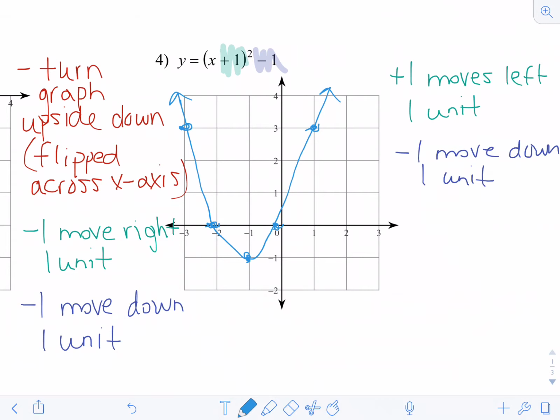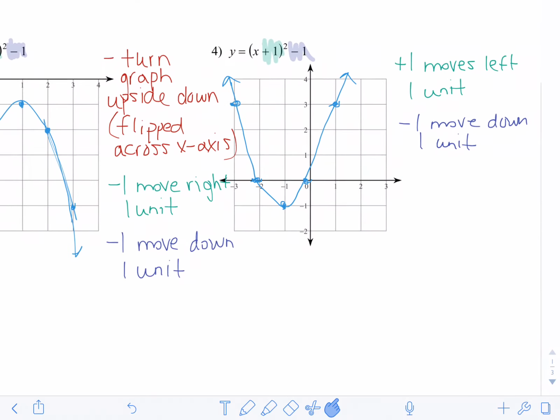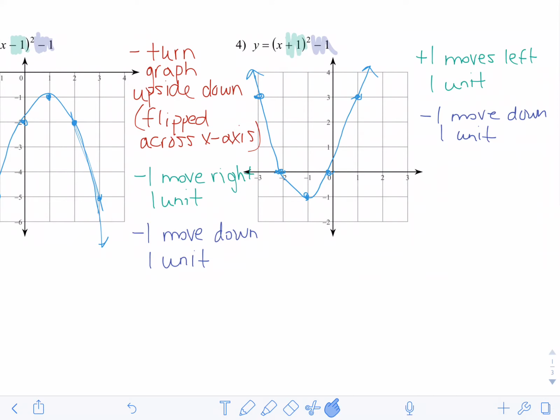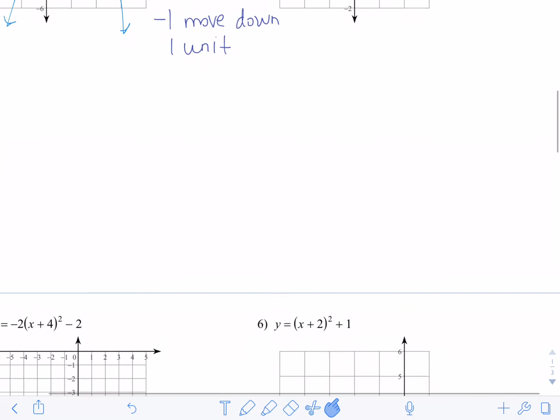All right, so when you compare this to y equals x squared, the parent function, you can see that all we did is we moved every point over left and down 1. So left 1 and down 1, and that's it. Okay, I think we're going to do 4 more, and then we will be done.